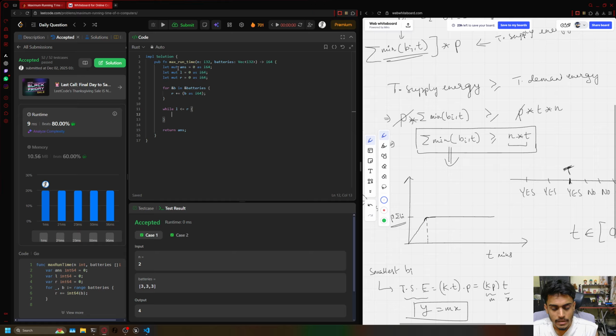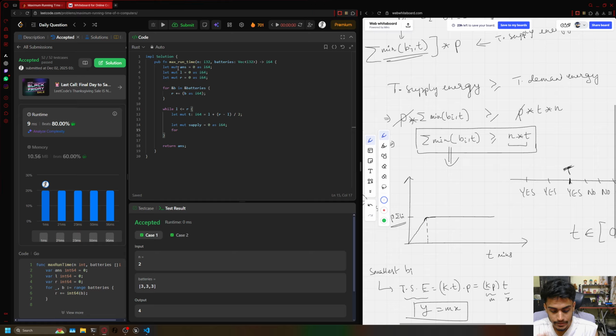So I will create my t. I can say i64 here. I64, I will say l plus equals (r minus l) divided by 2. Then I will calculate the total supply energy that I can provide. So supply will be 0 as i64.